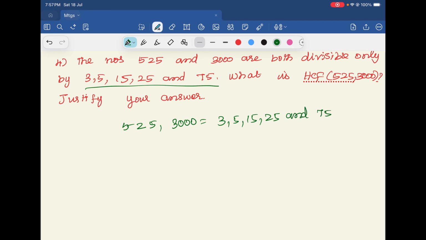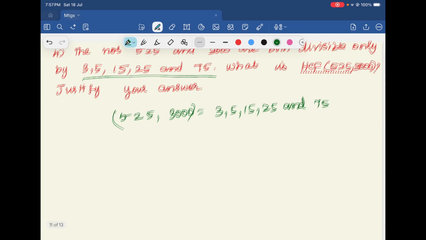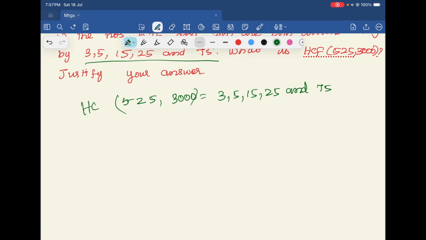So what is the HCF of these? It is the highest common factor. Here 75 is the highest factor. So the HCF of 525 and 3000 is 75.